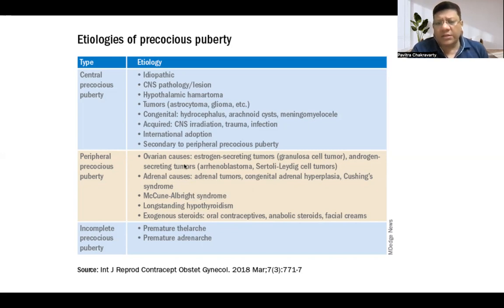But obviously, ovarian causes as well, which sometimes we seem to forget. Granulosa cell tumor, because these are estrogen secreting tumors. Androgen secreting tumors are Sertoli-Leydig cell tumor, arrhenoblastoma. So I think these are important ones. And incomplete precocious puberty is basically you're only having one particular thing, so premature thelarche or premature adrenarche. I thought this was excellent.